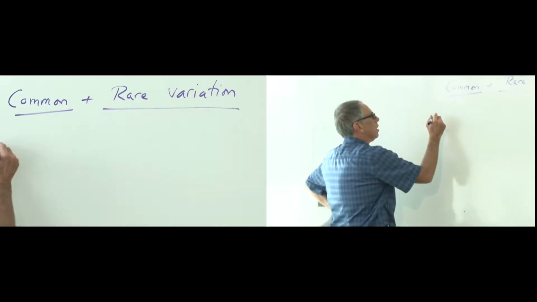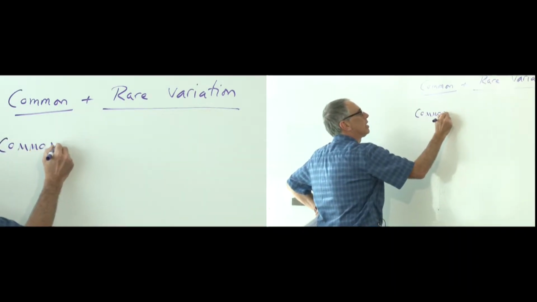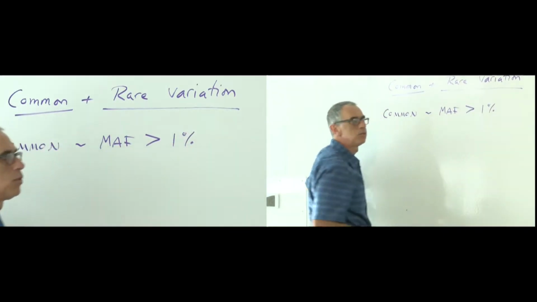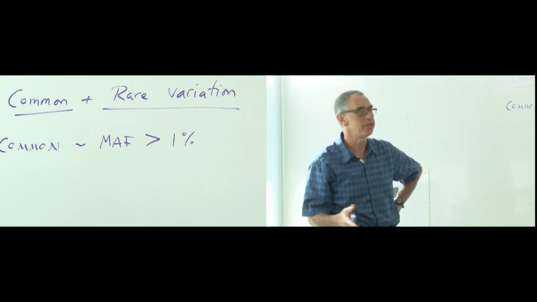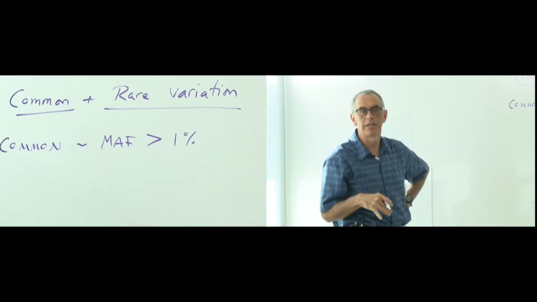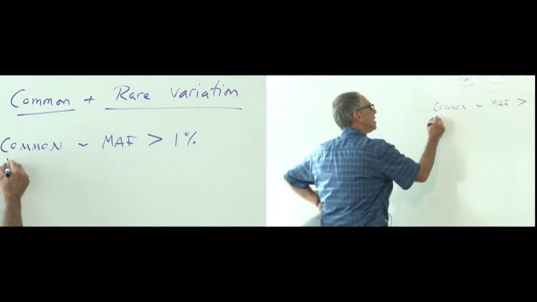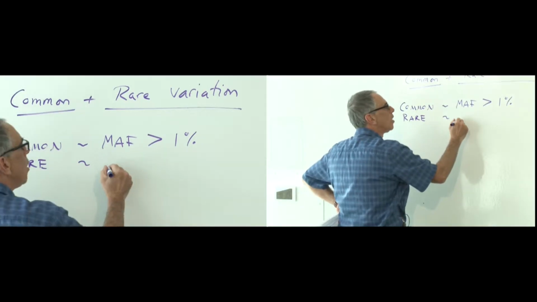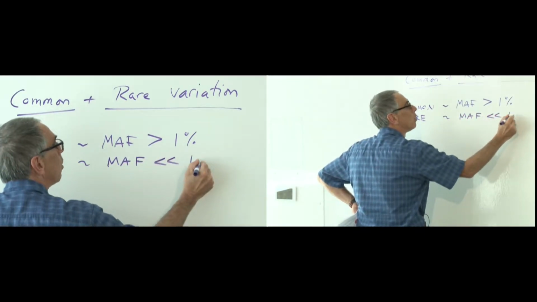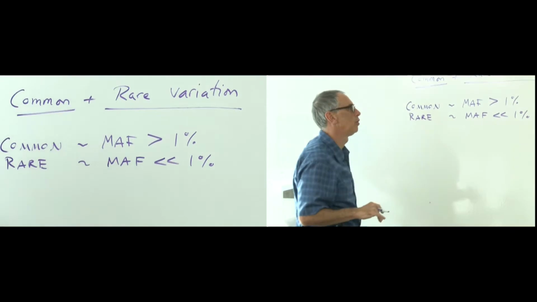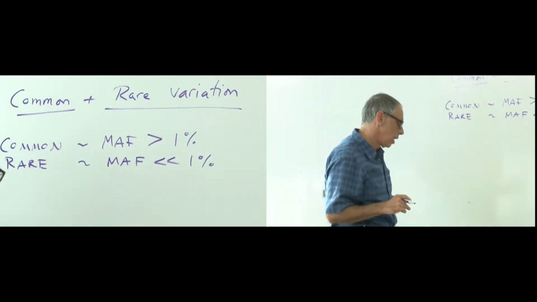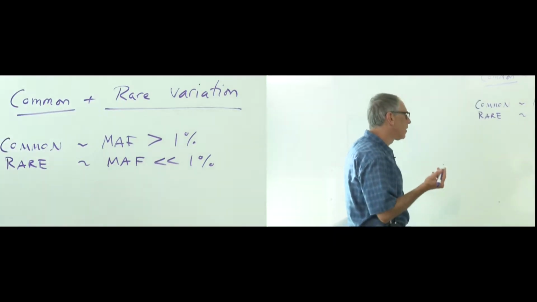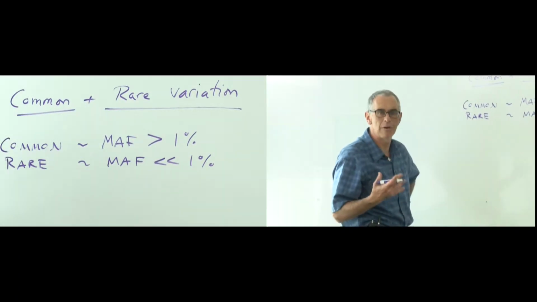So common variation is usually defined to be minor allele frequency greater than 1%. That is, more than 1% of any given population has the minor allele in the population. Whereas obviously rare would be a minor allele frequency usually much less than 1%. And then there's a gray area where you can argue about whether it's rare or not. So this is important for a number of practical reasons. And one of the things that's important for is our decision on how to measure SNPs.